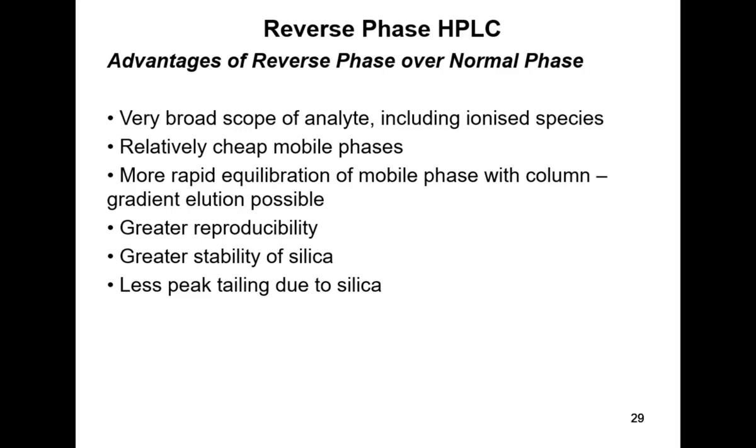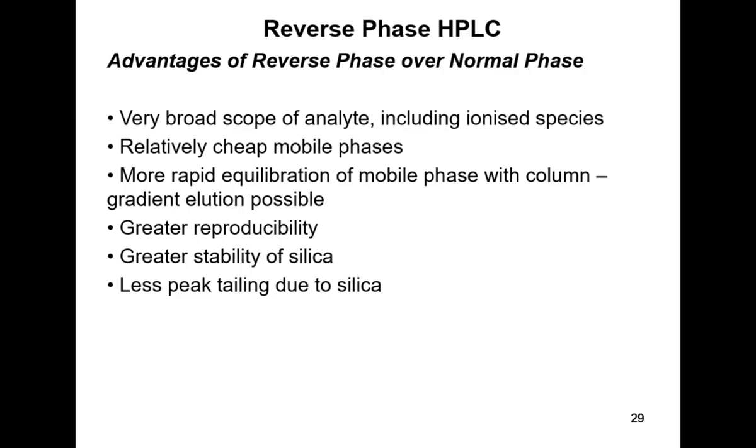This partitioning process for the molecules to swap from the mobile phase to the stationary phase layer is a relatively quick process. So you can vary the mobile phase composition during the run, and the molecules will be able to adjust to those changed conditions quite quickly. So you're able to do so-called gradient elution and get nice sharp peaks coming out of the system. That would normally mean increasing the concentration of the organic solvent relative to water.